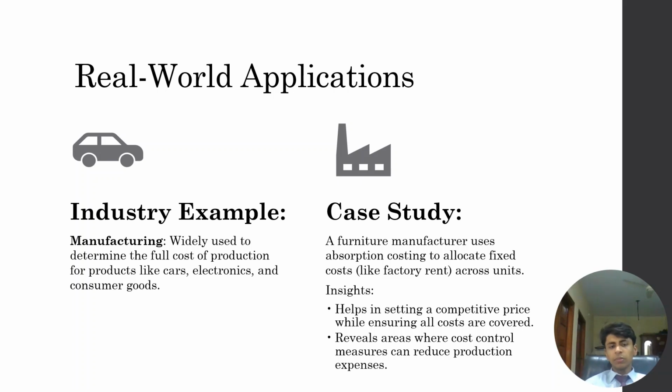Now we'll look at some real world examples. First of all, in manufacturing, it is widely used to determine the full cost of production of goods like cars, electronics, and consumer goods. A case study: a furniture manufacturer uses absorption costing to allocate fixed costs such as factory rent across all units. It helps keep the prices competitive, ensures all the costs are covered, reveals areas of cost control, and reduces the production expenses.